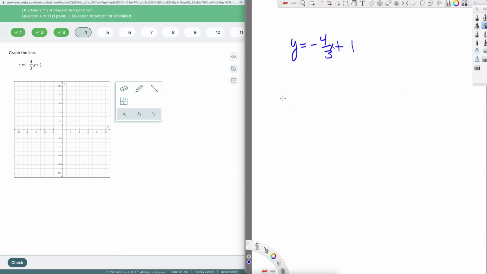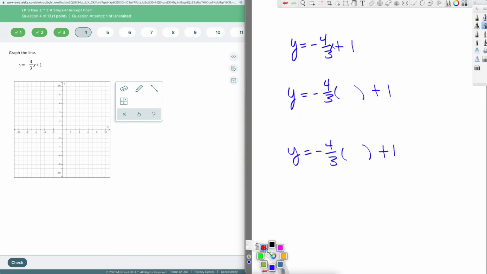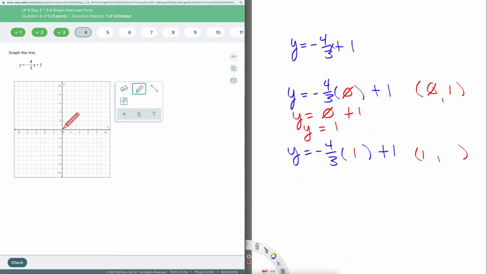So again, we need to choose two amounts for x because we need at least 2 points. So I like to do, and I'll just put these over here because we're going to write this out, 0 and 1. And then we're going to figure out, all right, well, what is y when x is 0? Well, anything times 0 is 0 plus 1. So that means y is 1 because plus 0 doesn't change it. So there's my first coordinate. I have 0, meaning I'm not going to go right or left. But y being 1 means I'm going to go up to 1.